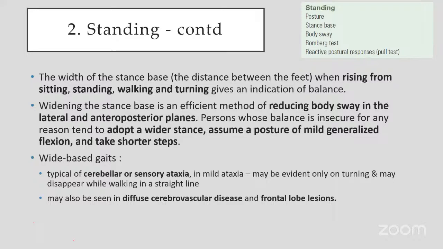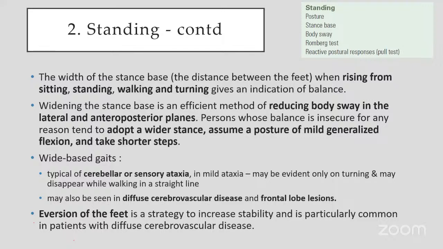Wide base gaits are typical of cerebellar or sensory ataxia, and in some cases of mild ataxia, it may be evident only on turning and may disappear while walking in a straight line. But other than cerebellar or sensory ataxia, it can be seen in diffuse cerebral vascular disease and frontal lobe lesions as well. The eversion of feet is a strategy to increase stability and is particularly common in patients with diffuse cerebral vascular disease.